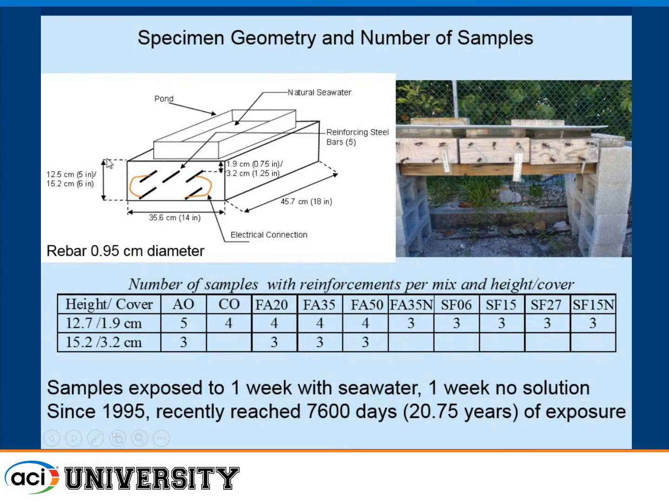Some of them were 12.5 centimeters in height, others were 15.2 centimeters. The ones with 12.5 contained concrete cover of 1.9 centimeters, and the taller ones contained 3.2 centimeters of concrete cover. And we'll see why that might become relevant in a little bit. Actually, something that is important to mention: although you see right now that these 3 rebars are at the top, when they were cast, they were at the bottom. So they were flipped before we placed the polycarbonate.